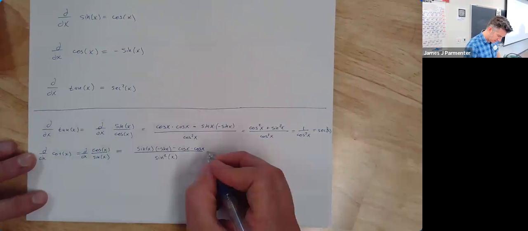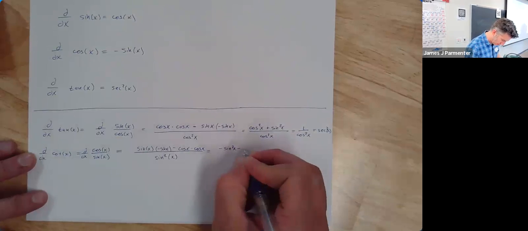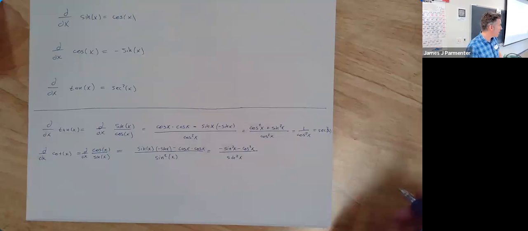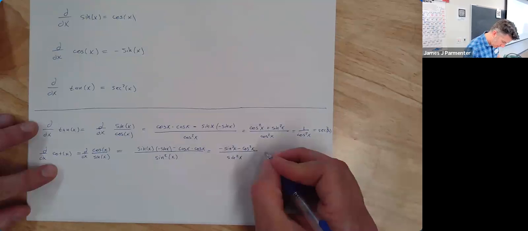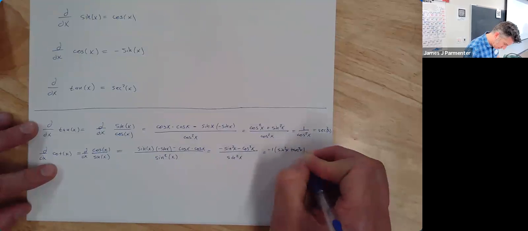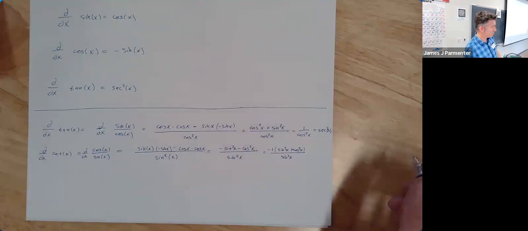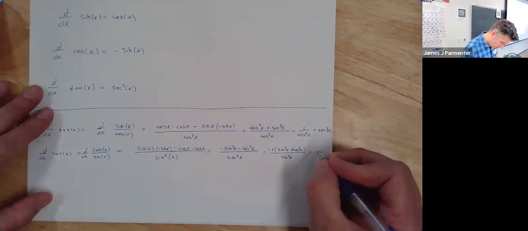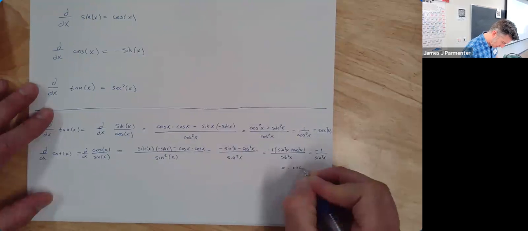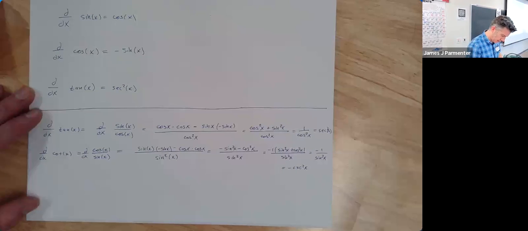So here we end up getting negative sine squared x minus cosine squared x all over sine squared x. If we factor out a -1 from the top, you've got -1 times sine squared x plus cosine squared x all over sine squared x, which just ends up being -1 over sine squared x, or more typically written as negative cosecant squared x. And yeah, I want to write that one down here.